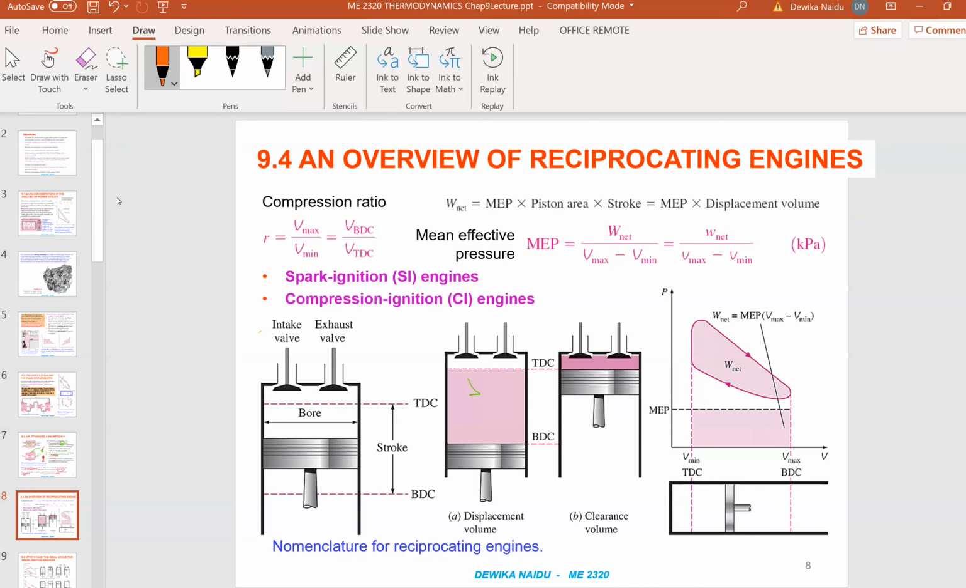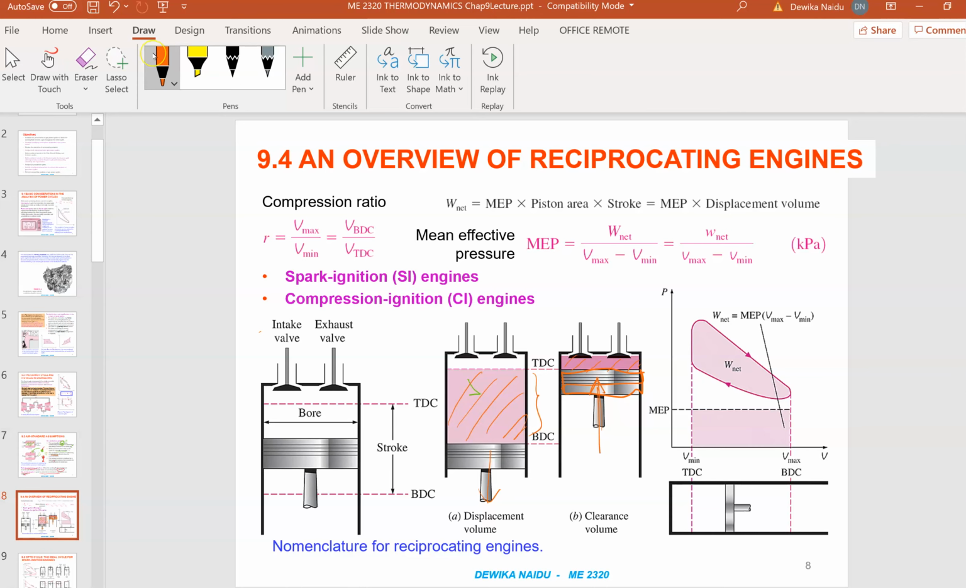Just pay attention. The first term would be TDC, which is the top dead center. Top dead center is the position of the piston when it forms the smallest volume in the cylinder. You know what a piston is, right? This piece here, this whole thing here, is a piston. So when the piston moves up, this is called the top dead center. When the piston moves down, this whole area is called the bottom dead center.